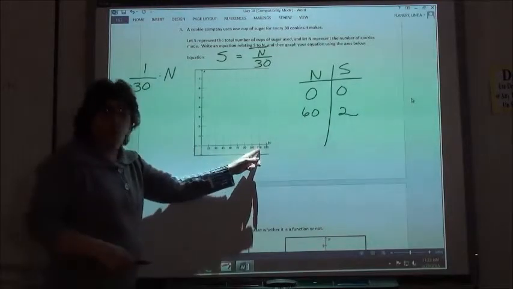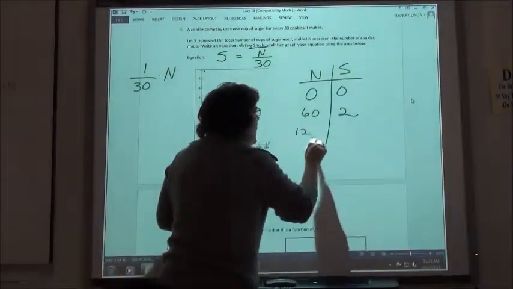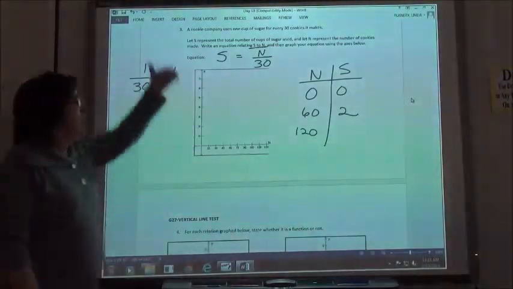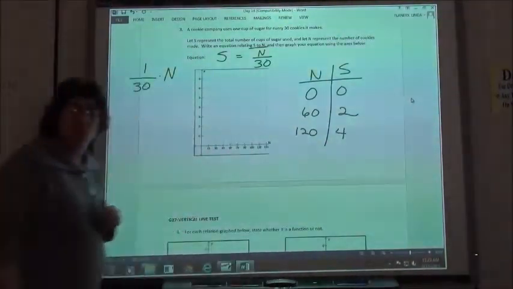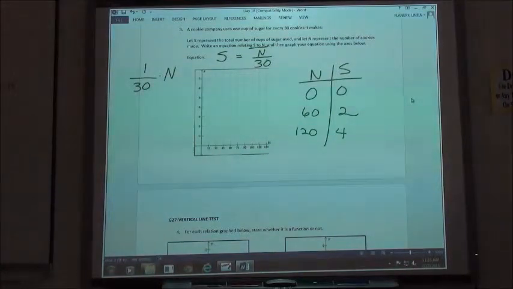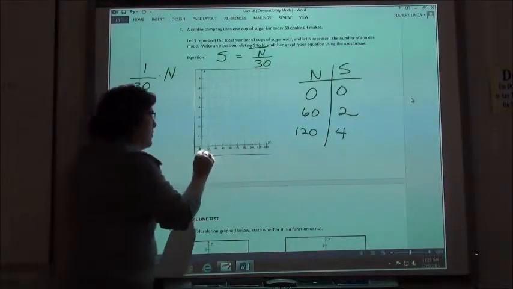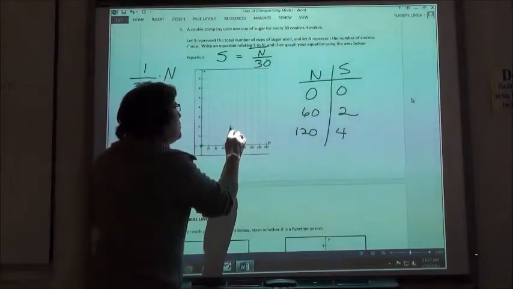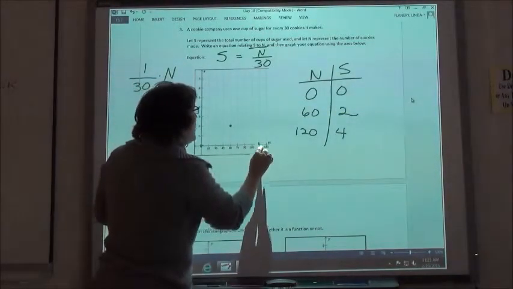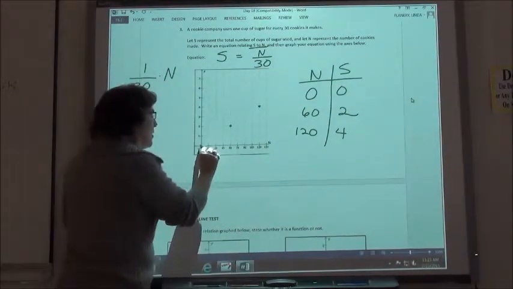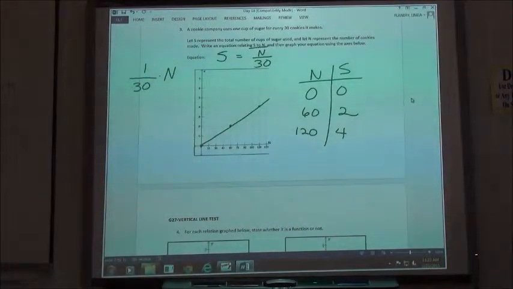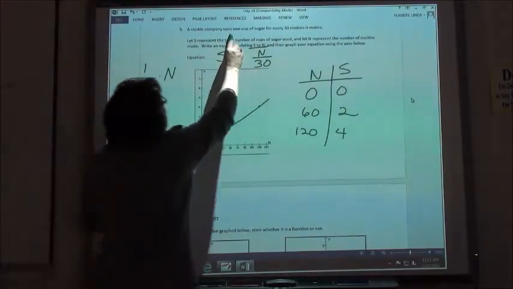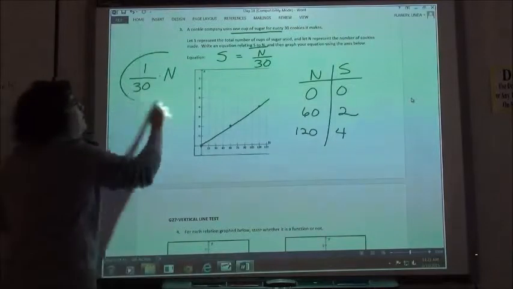What if I use 120? If I make 120 cookies, 120 divided by 30 means I'm going to use 4 cups of sugar. So my table would look something like that. 0, 0, 60 with 2 cups of sugar, 120 with 4 cups of sugar. Connect my dots and draw my line. So watch for that when it says 1 for every. I'm going to be doing something like that.